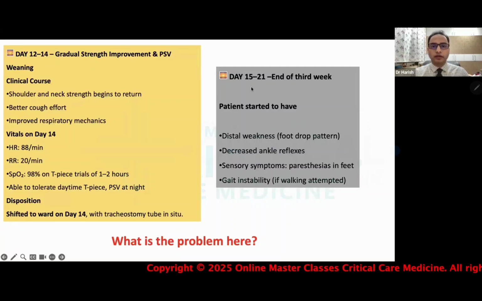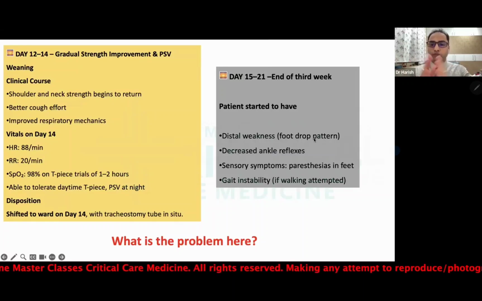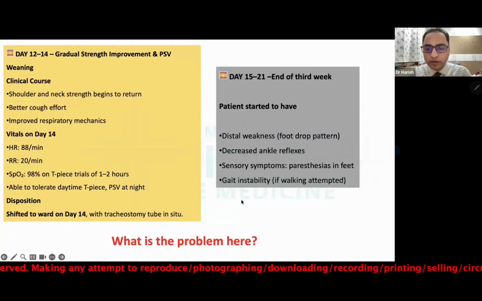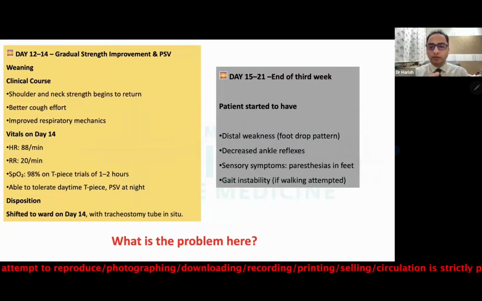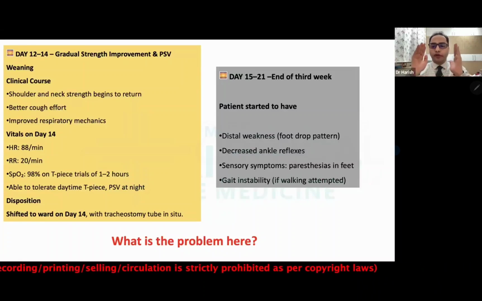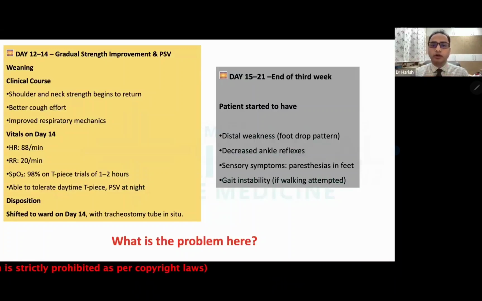So on day 15 to 21, at the end of the third week, the patient started to have distal weakness. There was a foot drop pattern, decreased ankle reflexes, sensory symptoms like paresthesia in the feet, and gait instability if walking is attempted. So what is the problem here? What's happening? He improved and was shifted to the ward, and somewhere in and around 3 weeks, he started having all these clinical manifestations. What is wrong here?